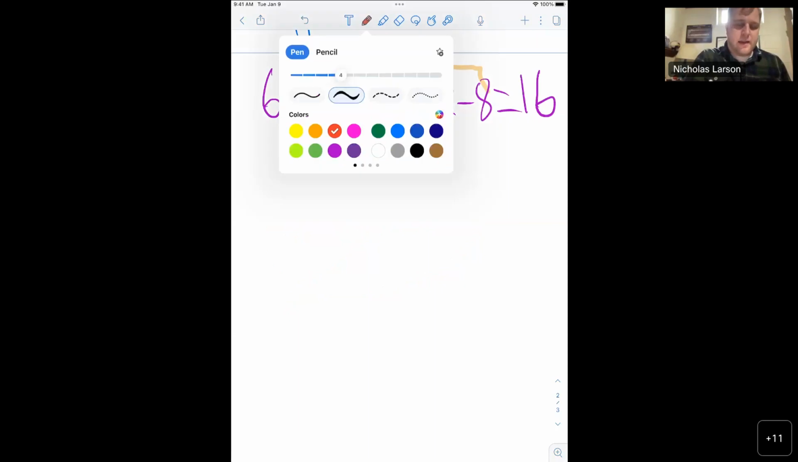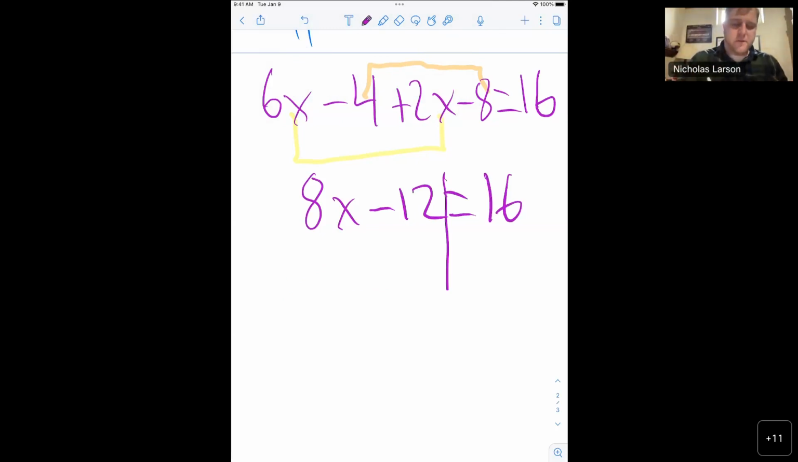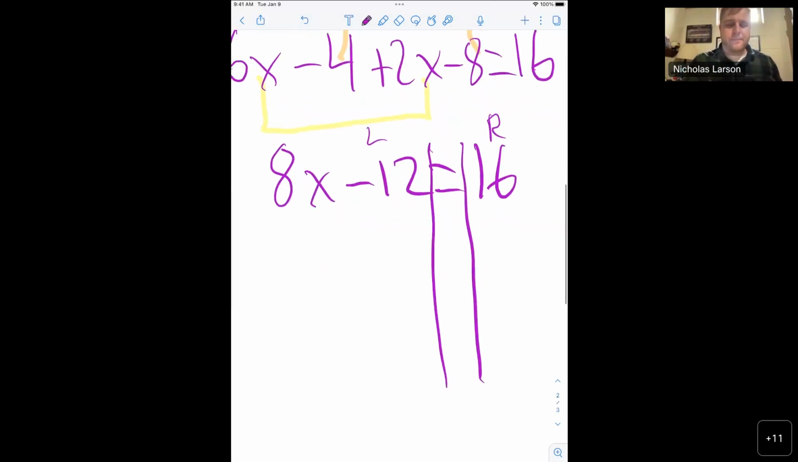All right, as I look, 6x plus 2x gives me 8x. -4 minus 8 gives me -12, and it still equals 16. Always combine like terms first. Once you've combined like terms, then you can separate the left and the right side.